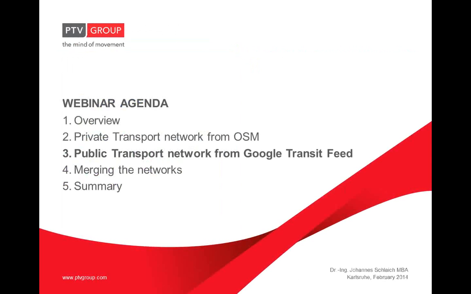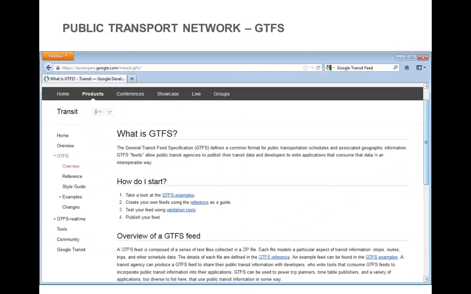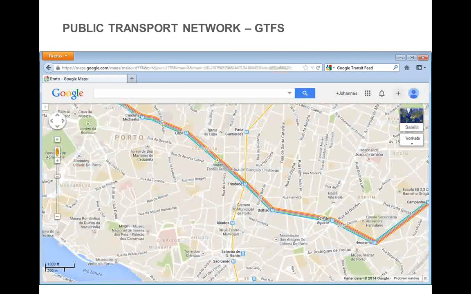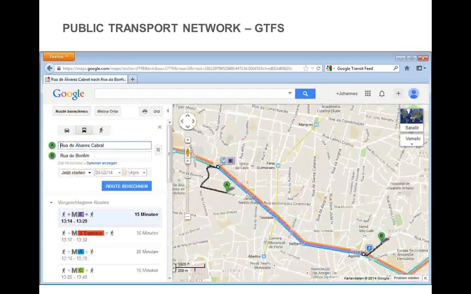So what is Google Transit Feed, or GTFS? It has now more or less been renamed to General Transit Feed Specification. This is a specification from Google, a format for how you can upload data into Google Maps, and then this can be shown in Google Maps, as you can see here for the example of Porto in Portugal. You can also ask for routing in public transport directly in Google Maps if the data is available on their website.